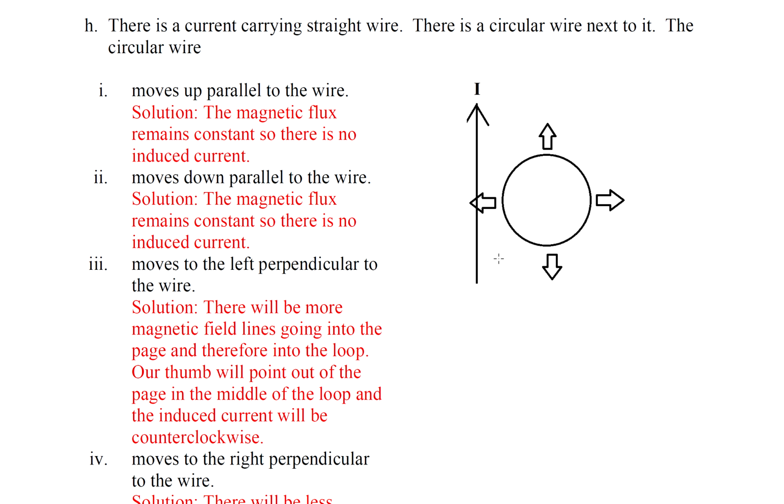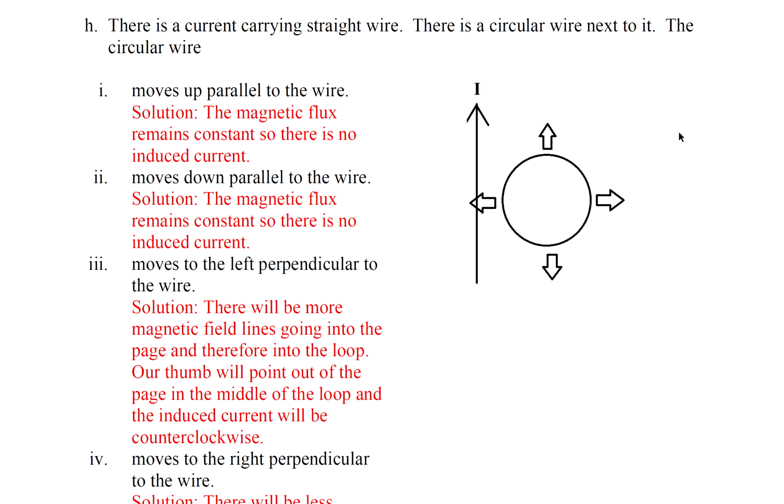In this problem, now we're going to be able to move the loop up, down, left, right. Part H, there is a current carrying straight wire. There is a circular wire next to it. The circular wire moves up parallel to the wire. So if this loop goes up parallel to the wire, the magnetic flux doesn't change, so there's no induced current. Part II, if this loop moves down parallel to the wire, once again, the magnetic flux remains constant.